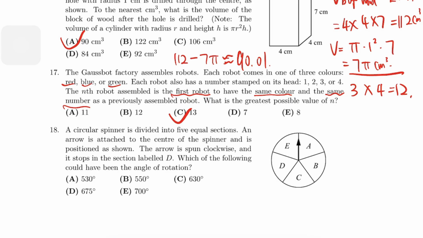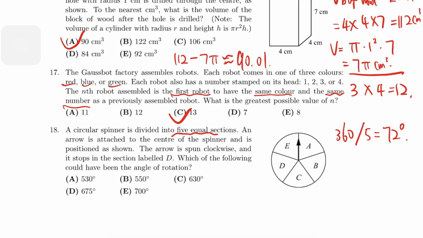Number 18, a circular spinner is divided into 5 equal sections. An arrow is attached to the center of the spinner and its position as shown. The arrow is spun clockwise and it stops in the section labeled D. Which of the following could have been the angle of the rotation? So the circle is 360 degrees, right? Divided by 5 equal sections, so each section is 72 degrees. Okay?